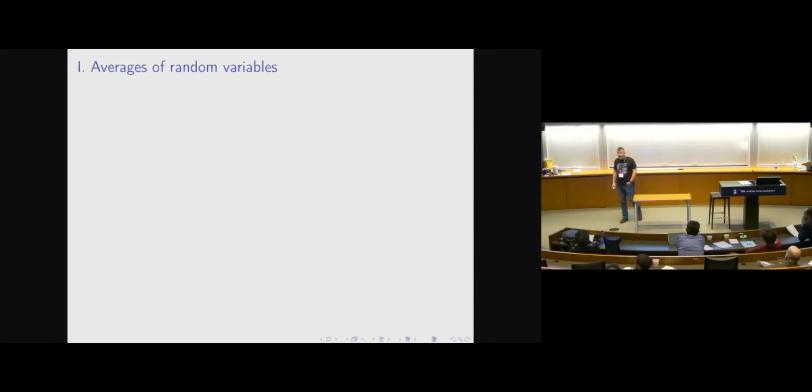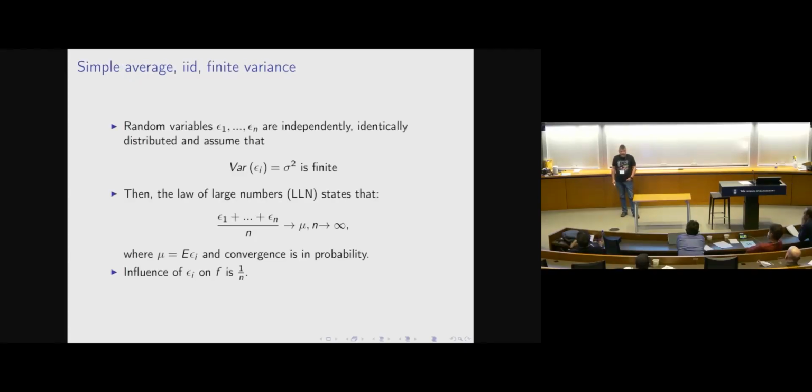All right, so now let's start with just warming ourselves up with the law of large numbers and seeing how far we can push the law of large numbers. So let's first start with just simple average, independent, identically distributed random variables which have finite variance. So we have n random variables, they're identical, so they have the same variance, let's call it sigma squared. So the law of large numbers says the following.